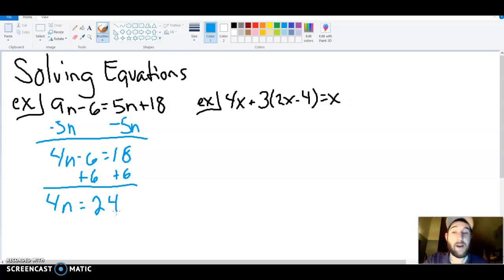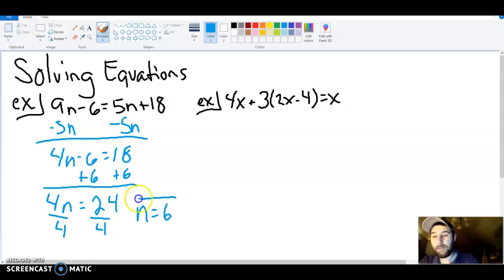And now we just need to divide by 4 on both sides because division undoes that multiplication. So divide by 4, divide by 4. Our value of n is equal to 6.